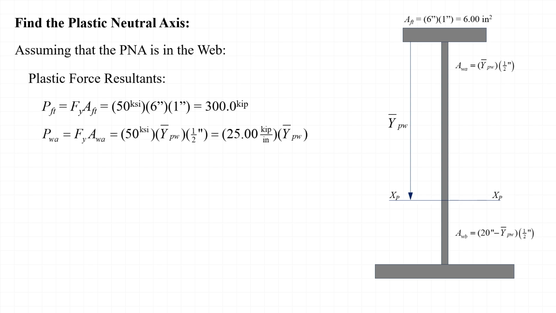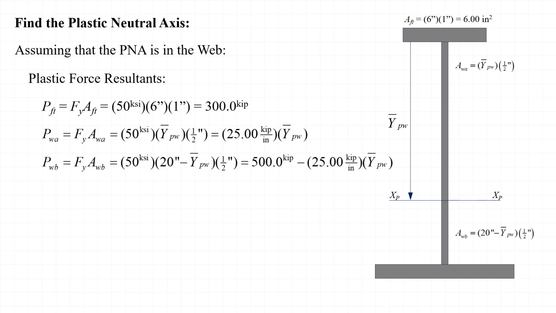Next, we can write an expression for the area of the web below the plastic neutral axis, A sub Wb, also as a function of y bar sub Pw. And then we can write that the plastic force resultant in the web below the plastic neutral axis, P sub Wb, is equal to 500 kips minus 25 kips per inch times y bar sub Pw. Finally, we see that the bottom flange has an area of 10 square inches, so we can write that the plastic force resultant in the bottom flange, P sub Fb, is equal to 50 ksi times 10 inches squared, or 500 kips.